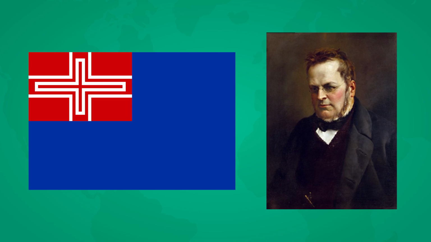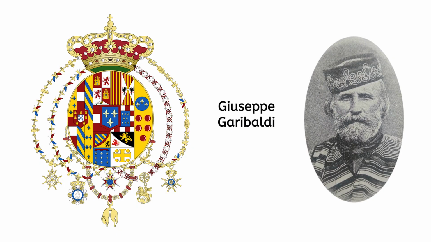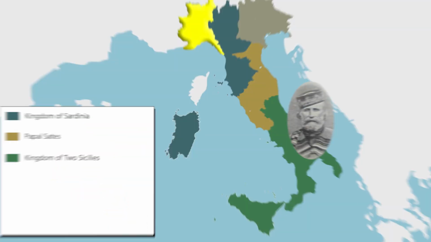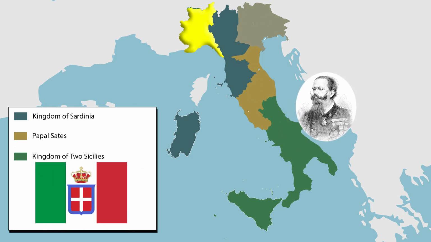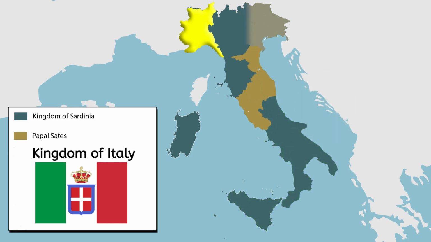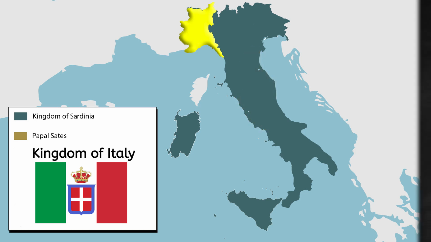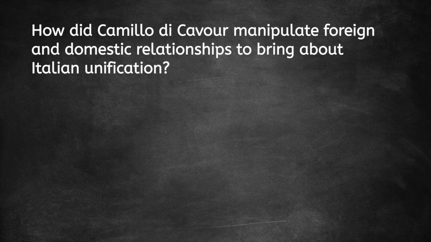Meanwhile, Cavour supported an Italian nationalist, General Giuseppe Garibaldi, as he took control of Sicily. Garibaldi's forces continued into mainland Italy, uniting more regions with Sardinia. To promote unification, he then stepped aside, allowing Victor Emmanuel to rule the Kingdom of Italy in 1861. In 1866, Italy finally ousted Austria from the peninsula. The last holdout were the Papal States, which unified with Italian forces seized in 1870. Thinking about our essential question, how did Cavour manipulate foreign and domestic relationships to bring about Italian unification?